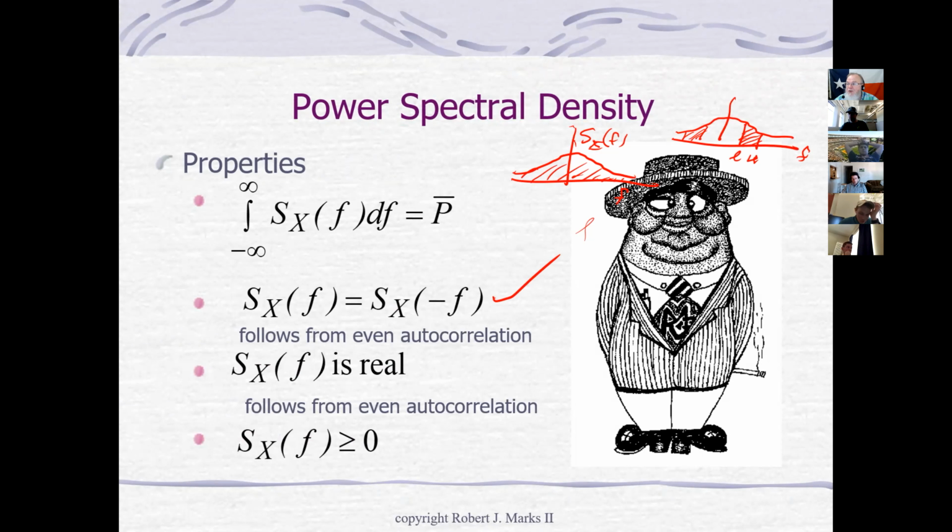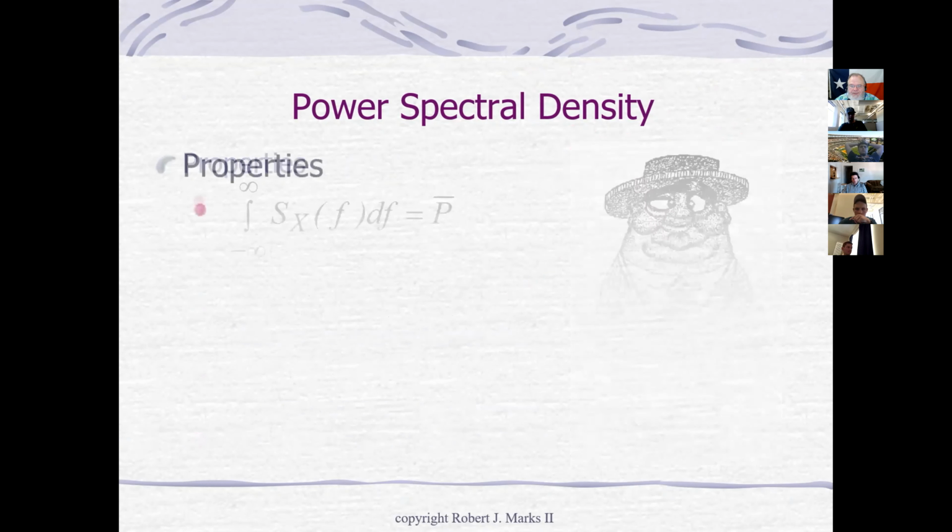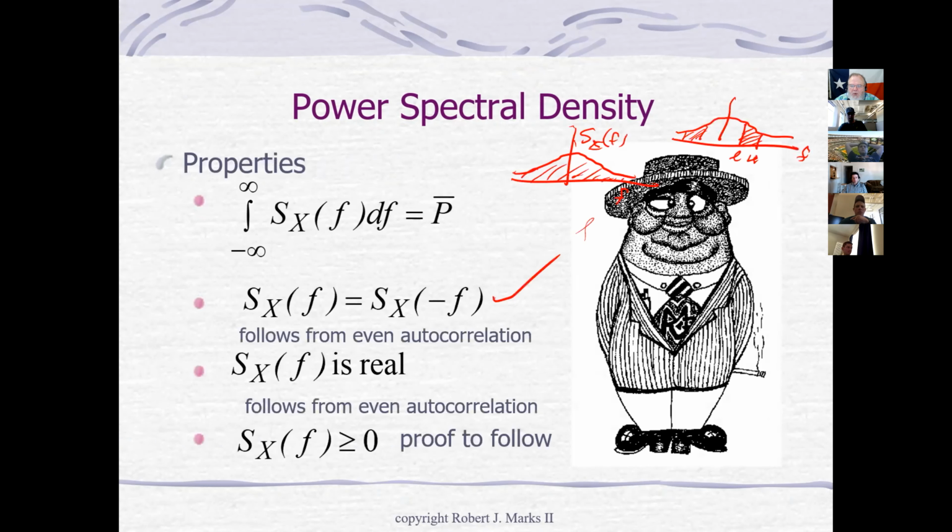What is not intuitive still to me is that this is the Fourier transform of the autocorrelation. That's pretty cool. Oh, by the way, I will say that in the proof to follow, we'll get to a point where we can literally prove that it is non-negative. It's pretty easy to do, but we need a little bit more background to show this.